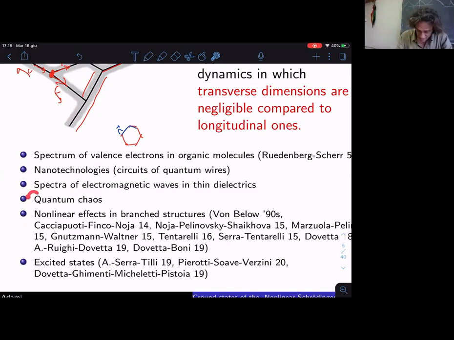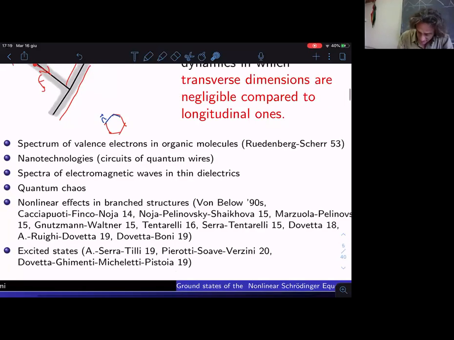For instance, here quantum chaos is related to the distribution of eigenvalues for linear spectra too. But what I will focus on is nonlinear effects. What are the nonlinear effects? Branch structure. And here we cite the first works in the 90s from Bilo, and here I forgot to write the seminal book by Ali Memeti, if I remember well, it is from '94.